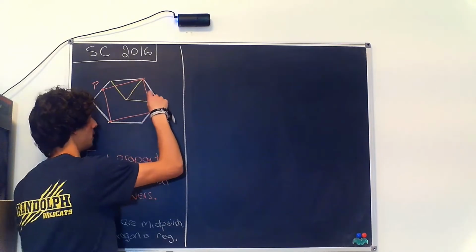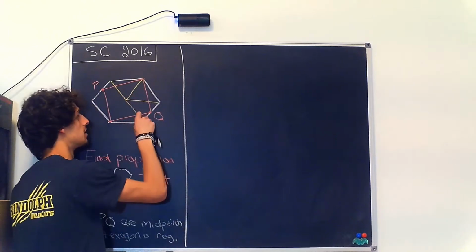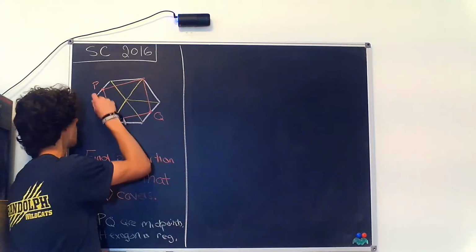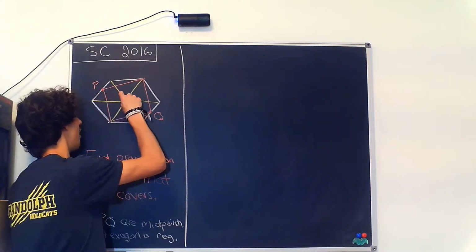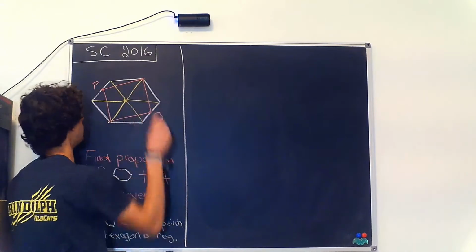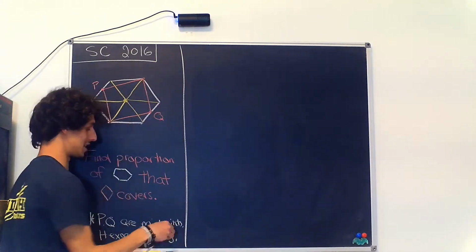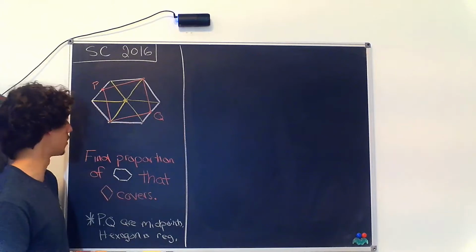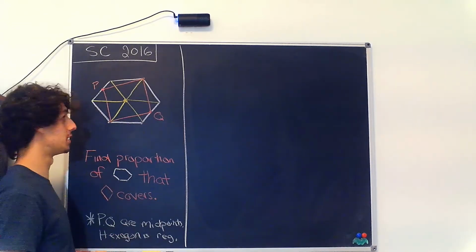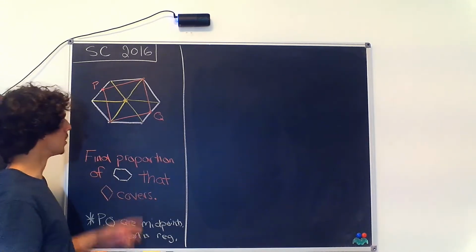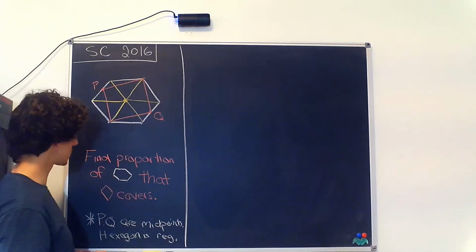First, what we want to do is split this hexagon into 6 equilateral triangles that cover the entirety of the hexagon. And we know this is possible because all of the side lengths and angles on this hexagon are equal by this regularity statement right here. So now we have a picture that looks like this.